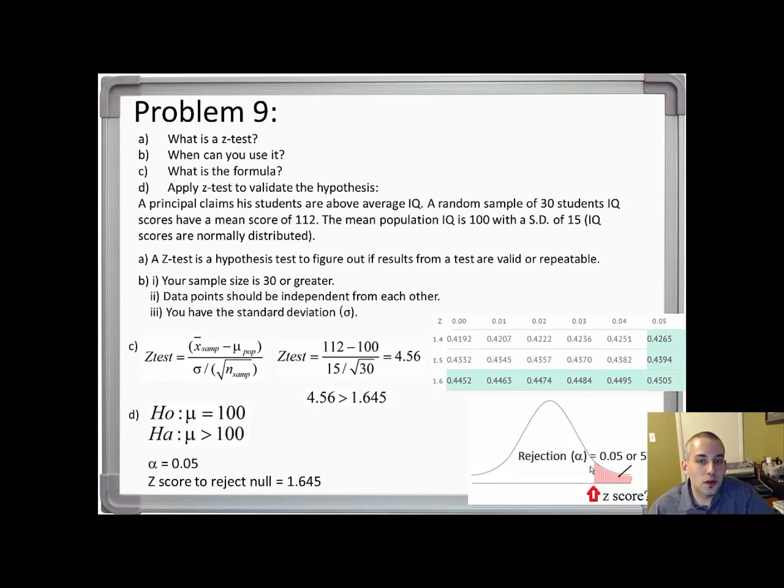So in our case, 4.56, our calculated z, is greater than 1.645. So in our case, the 4.56 is going to be within this region. We can go ahead and reject the null. So the conclusion is that students do have a higher IQ than average. The principal's claims are correct.